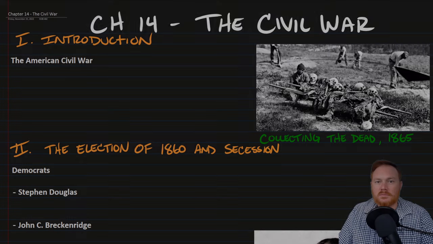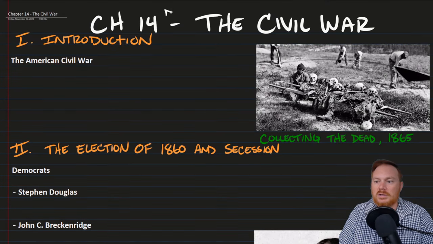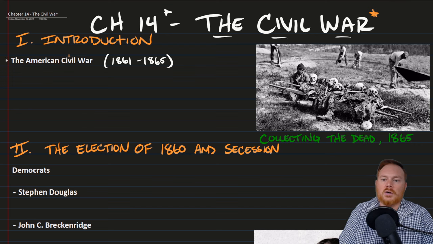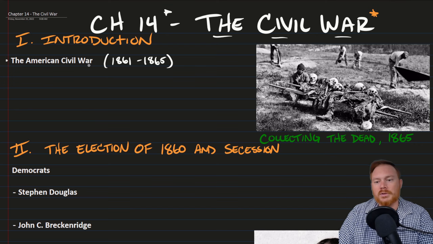All right. This is the American YAWP, Chapter 14, the Civil War. The American Civil War was fought between 1861 and 1865. Now, here in the United States, we refer to this conflict simply as the Civil War, but around the world, it's probably more well known as the American Civil War.